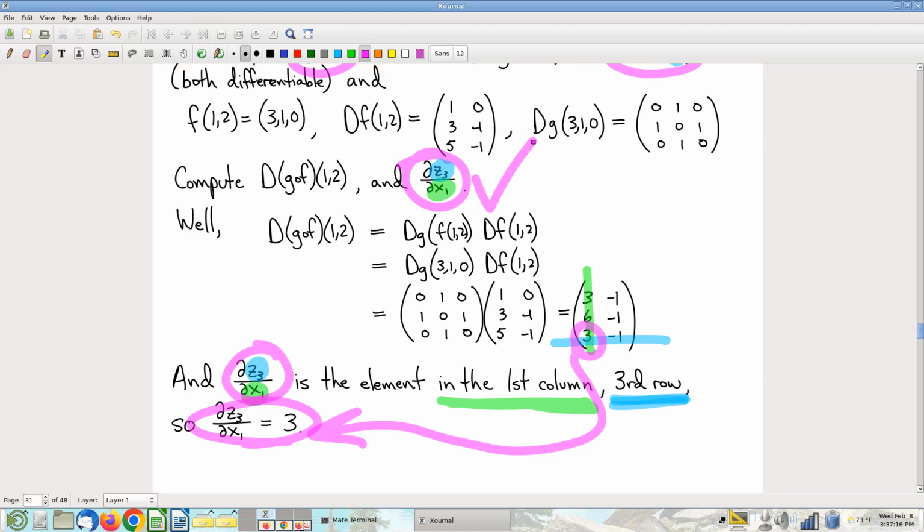How are we doing? Yes? So it's not the partial because that's what the Jacobian matrix is. Yeah, that's right. All of the elements of Jacobian matrices are individual coordinate partial derivatives. Yep.